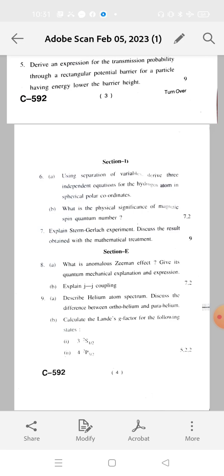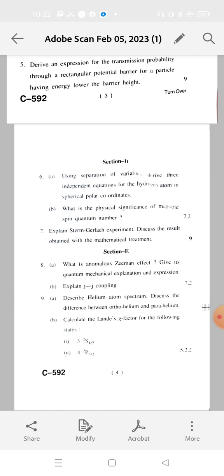Its B part is explain JJ coupling. So JJ coupling arises when there is interaction between electrons and neutrons of the nucleus, and it is observed in heavy atoms, that is, atoms having a large number of electrons and neutrons.